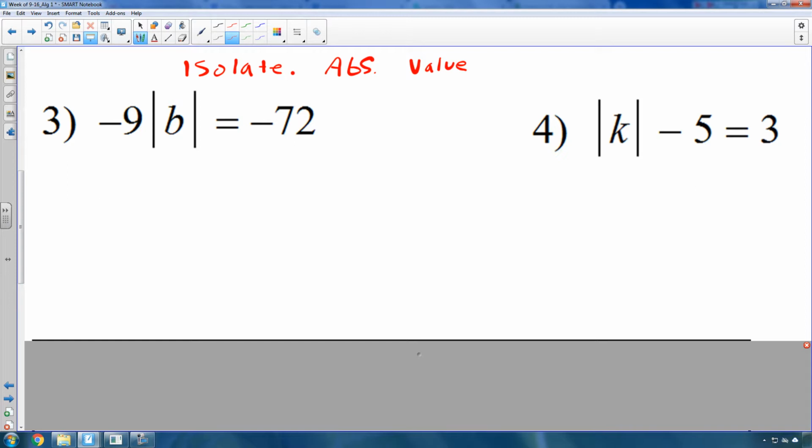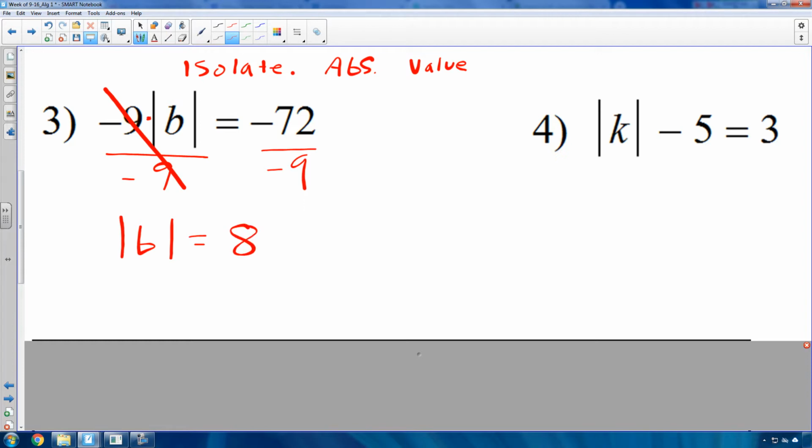Nothing can be in front of it. So this thing in front of it is squished up against it. I want you to think of that as multiplication. Anytime it's squished up against it, it's multiplication. So we're going to cancel out multiplication with division, right? We should be comfortable with that. So when we cancel out with division, this is gone. And we have the absolute value of b is equal to 8, I think.